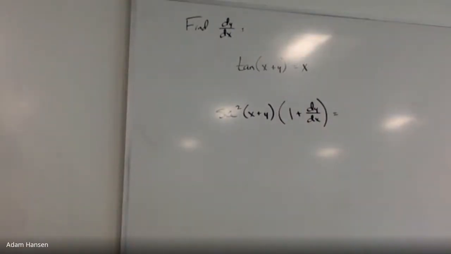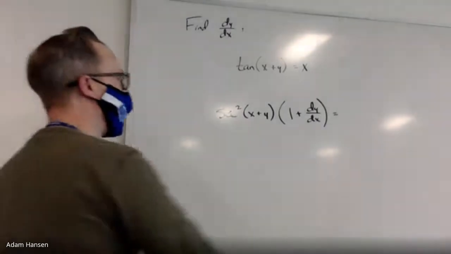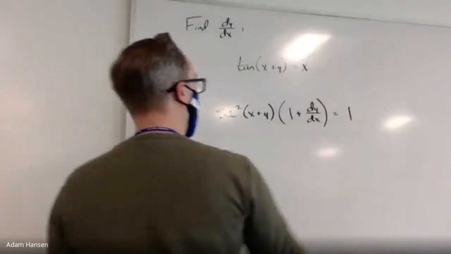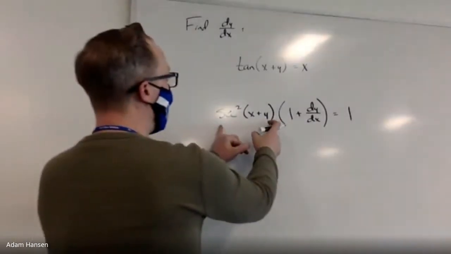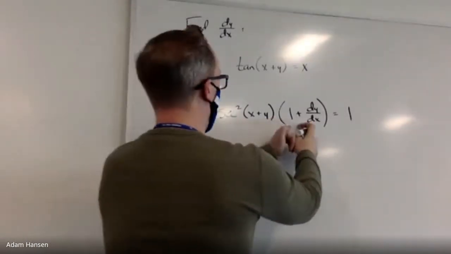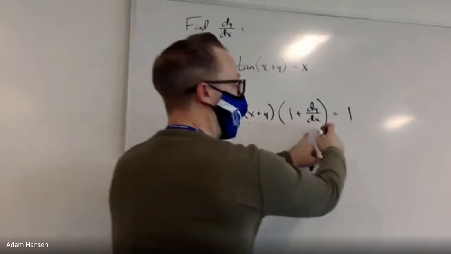Equal to, let's see, derivative of x with respect to x, that's pretty easy because the variables line up. If I multiply these and distribute, secant squared of x plus y times 1, secant squared of x plus y times dy/dx.